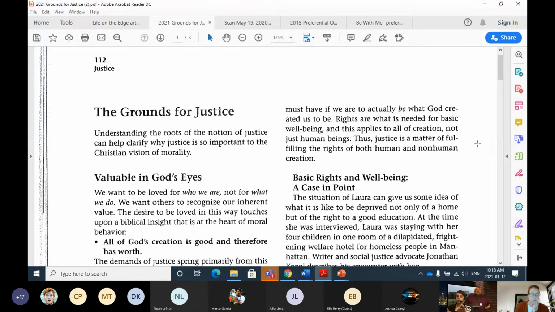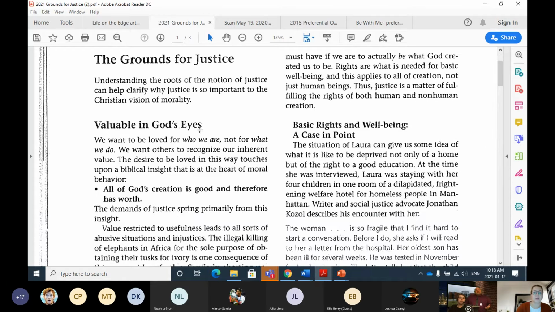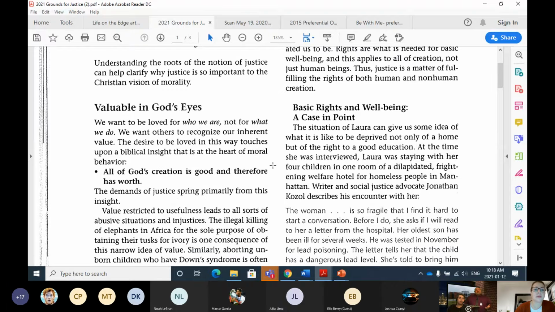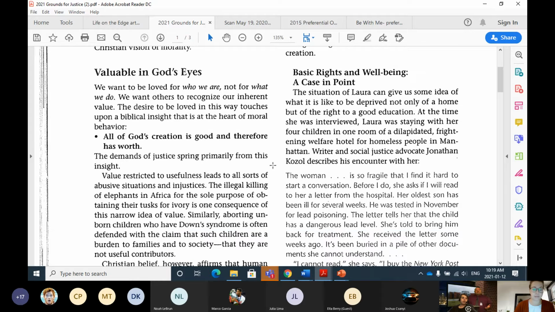Okay. So understanding the roots of the notion of justice can help clarify why justice is so important to the Christian vision of morality. So remember, morality meaning right from wrong. Valuable in God's eyes. We want to be loved for who we are, not for what we do. So we want others to recognize our inherent value. The desire to be loved in this way touches upon a biblical insight that is at the heart of moral behavior. So make sure you highlight that.